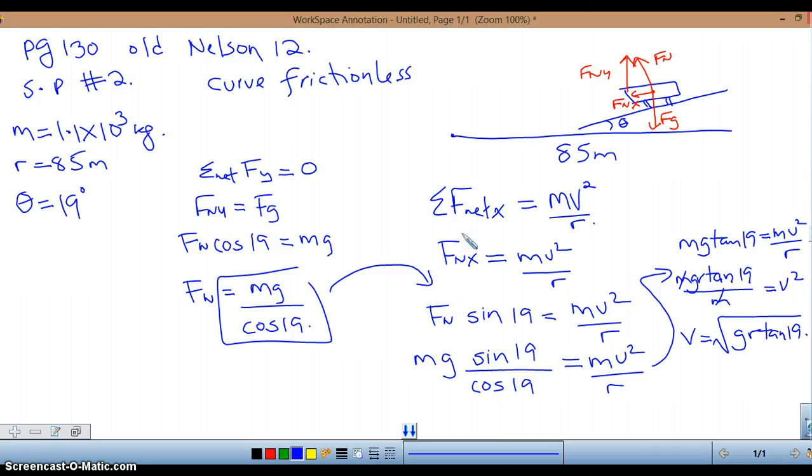Okay. Now what happens if this is not the case? What if the car is at an angle, and if there is friction for that car, then what do you do? In that situation, we're going to set up the equation slightly differently. And hopefully I do have time for this.